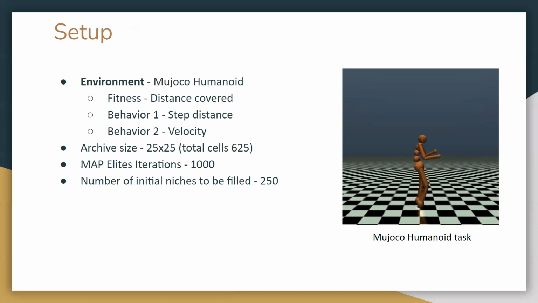I chose the archive to be of the size of 25 by 25, giving a total of 625 cells to be filled. The number of iterations for the Map Elites algorithm was chosen to be 1,000, and the number of initial cells to be filled would be 250.